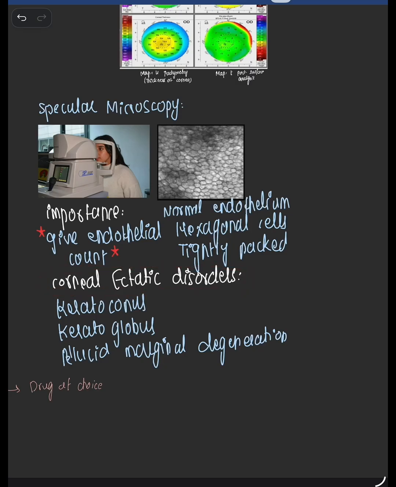Now we have the corneal ectatic disorders. In this we will study keratoconus, keratoglobus, and pellucid marginal degeneration.